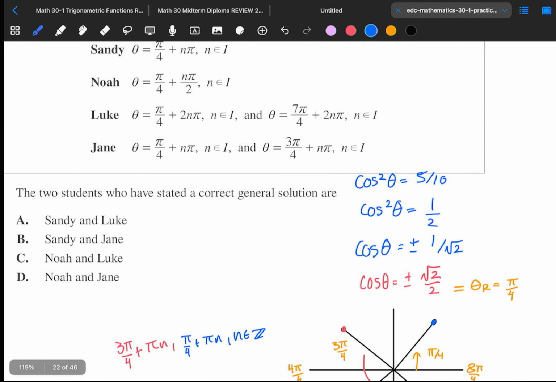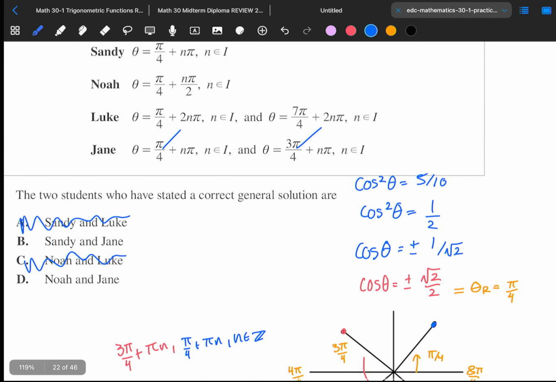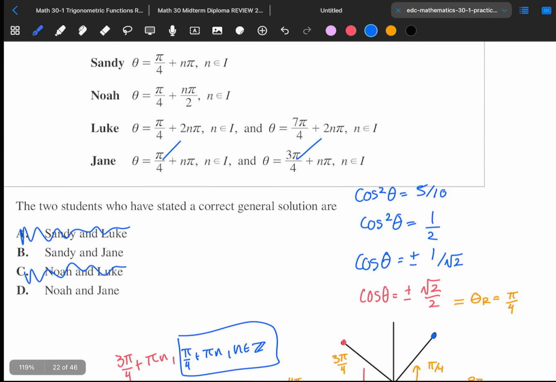So do we have anything that looks like that? Pi over 4 plus pi n, do pi over 4 plus pi n. So any solution that doesn't have that, I can just automatically scribble out. Now we're looking between Sandy's solution or Noah's solution. Sandy's solution doesn't work because this is only one part of our expression. Sandy's solution is automatically wrong, and that would mean by process of elimination our answer should be D, but we do want to check it, right?